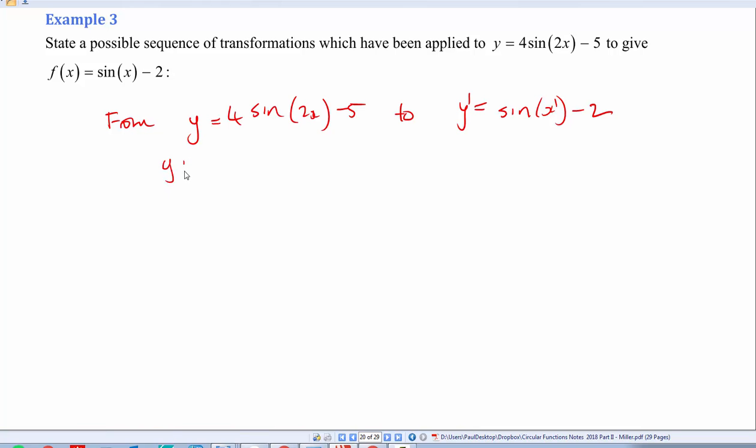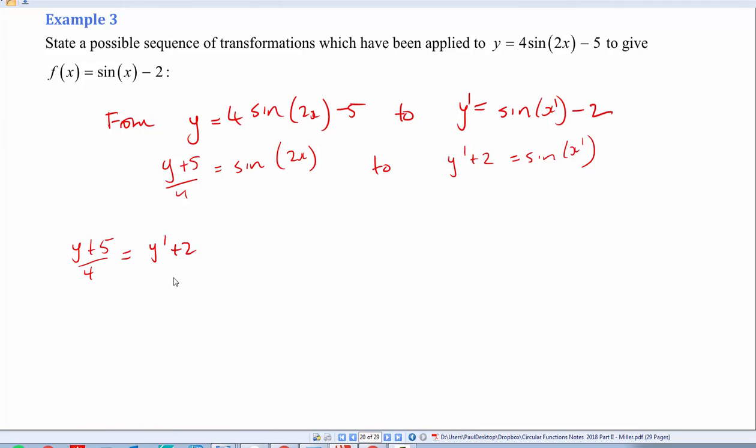Alright, so I'm going to do y plus 5 over 4 equals the sine of 2x. So I've just added 5 first of all, and then divided by 4. And I'm also going to do this one, that's y dash plus 2 equals sine x dash. Alright, now they're ready to pair. So I'm going to pair this with this: y plus 5 on 4 is equal to y dash plus 2, and x dash is equal to 2x.